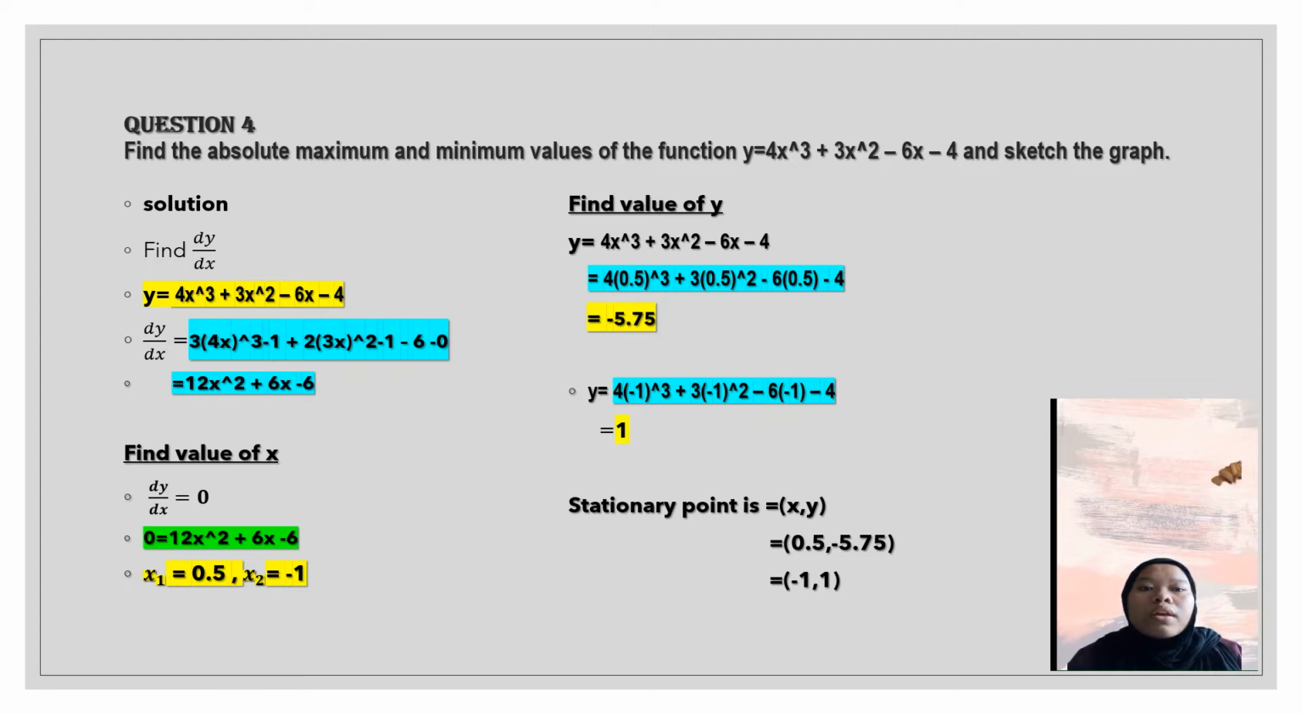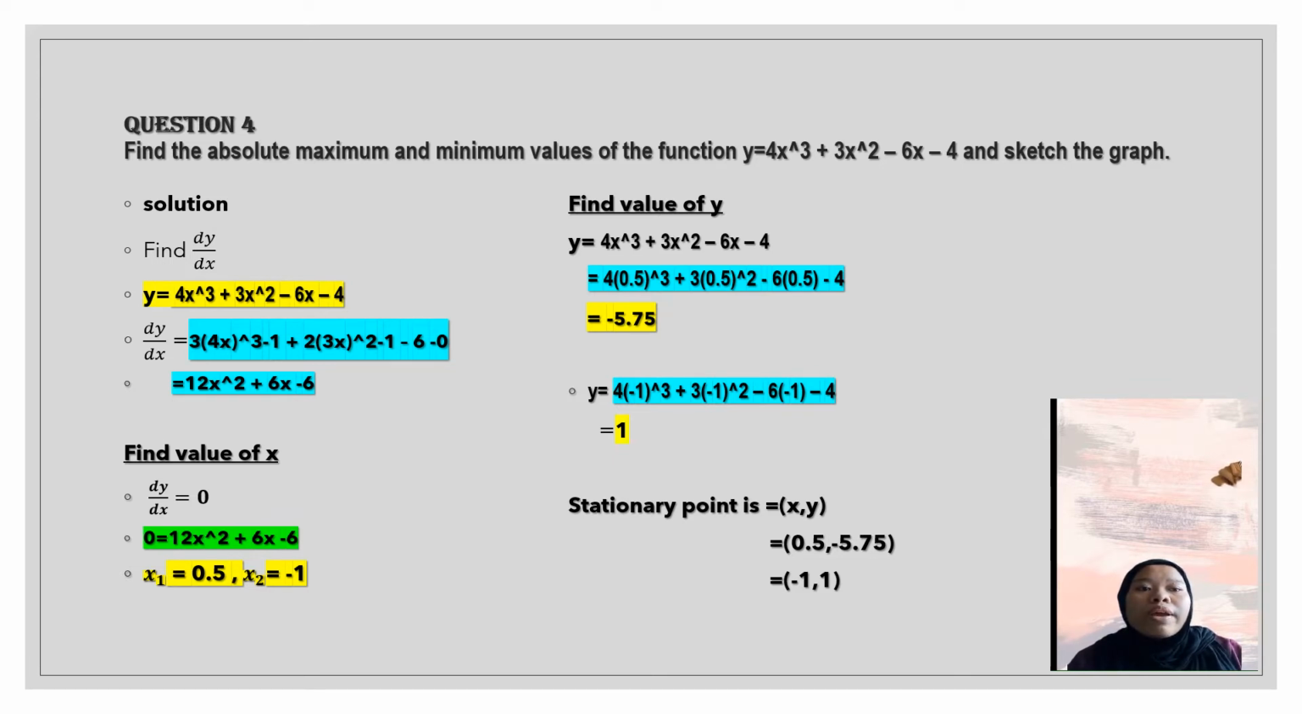So 3(4x^(3-1)) plus 2(3x^(2-1)) minus 6 minus 0. So we get 12x^2 plus 6x minus 6. From there we must find the value of x, so we use the formula dy/dx equals 0. So 0 equals 12x^2 plus 6x minus 6. So x1 we get 0.5 and x2 we get negative 1.